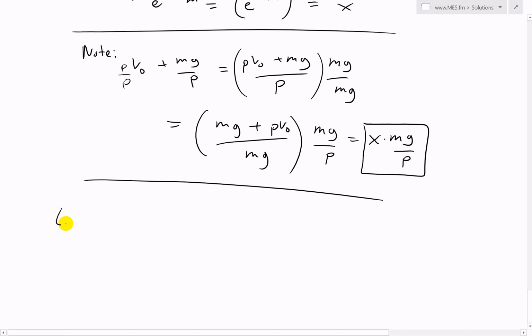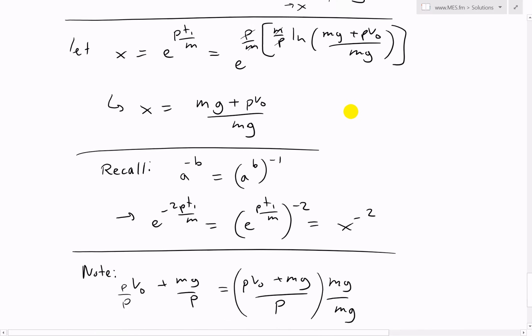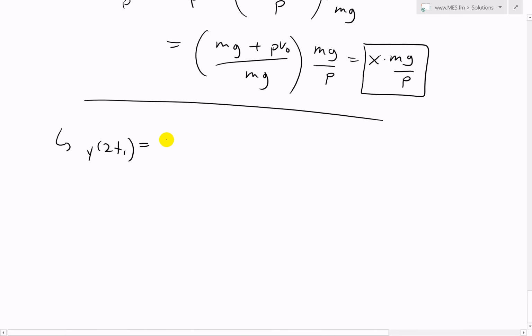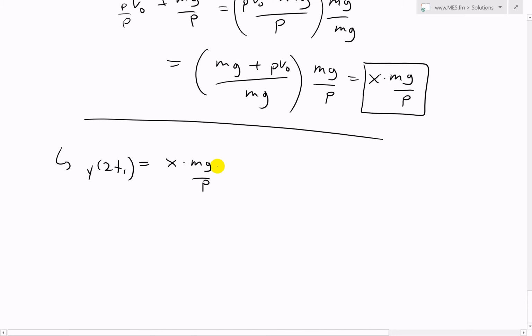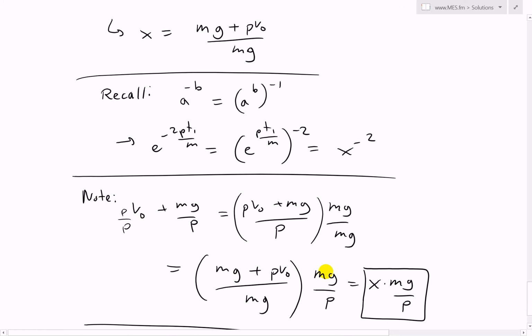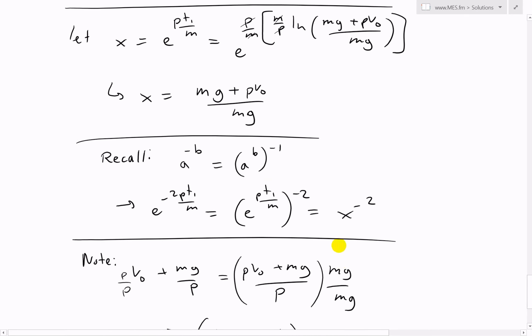y of 2t1 is equal to, so the first bracket was this, that's our x times mg over p. So we have x times mg over p, and then what we have here is an m over p, times it by m over p. Make it a bit neater. And then finally we have 1 minus e to the -2pt1 over m, that's just x to the power of -2.